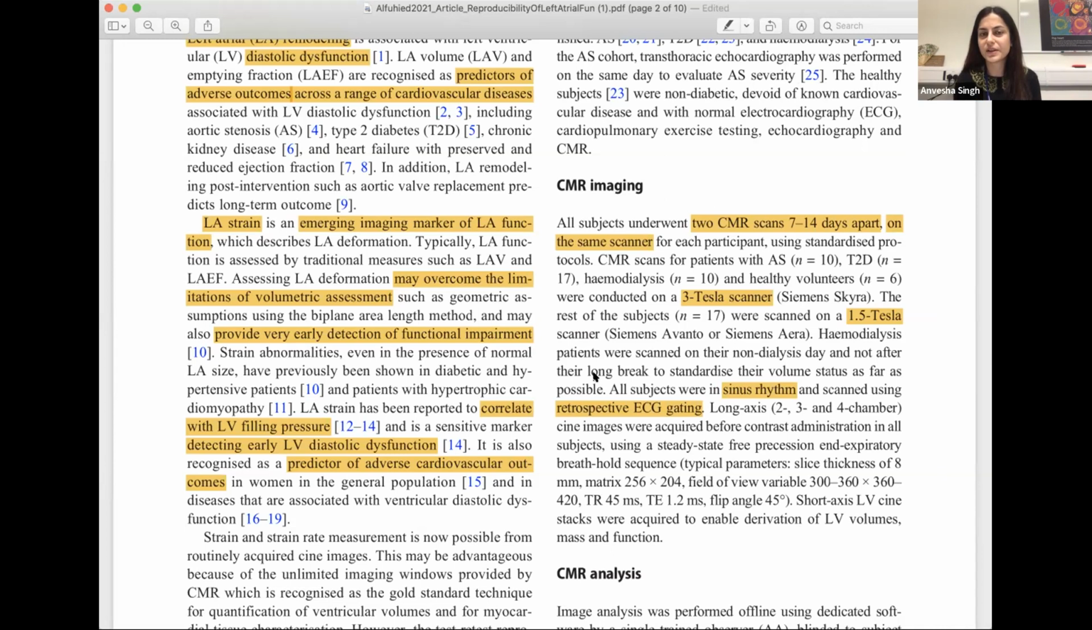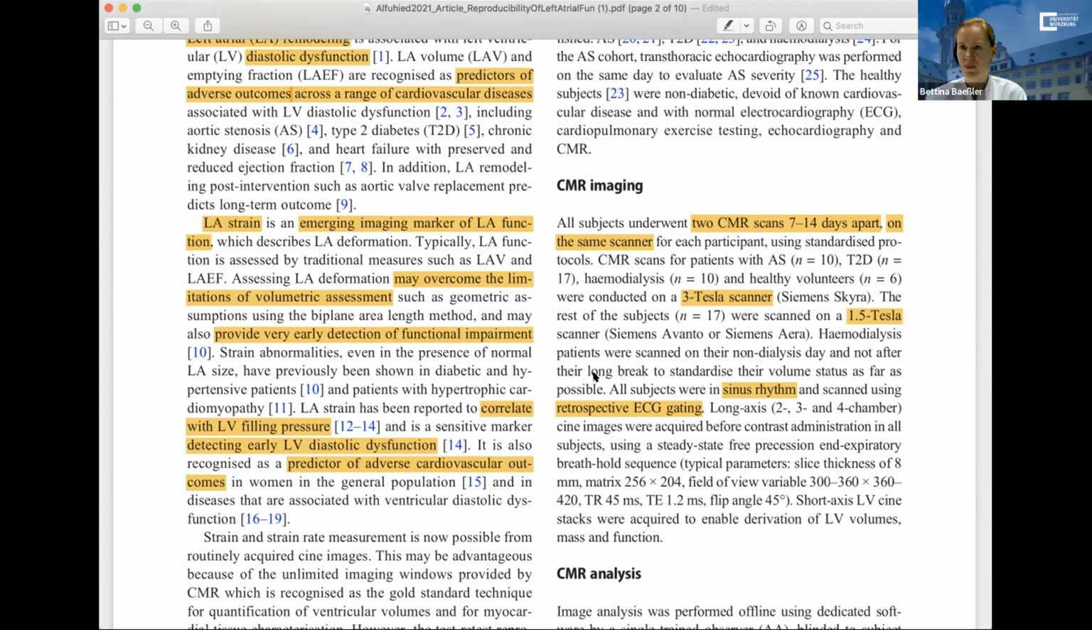But I do think there are differences between software because of the inherent way the contours are propagated, which is slightly different. For example, tissue tracking on Circle is slightly different to feature tracking on MEDIS. So I suspect there will be differences, but I don't think there have been any studies directly comparing them to say which is the least or most reproducible, unless you have that data. You said you've looked at that as well.